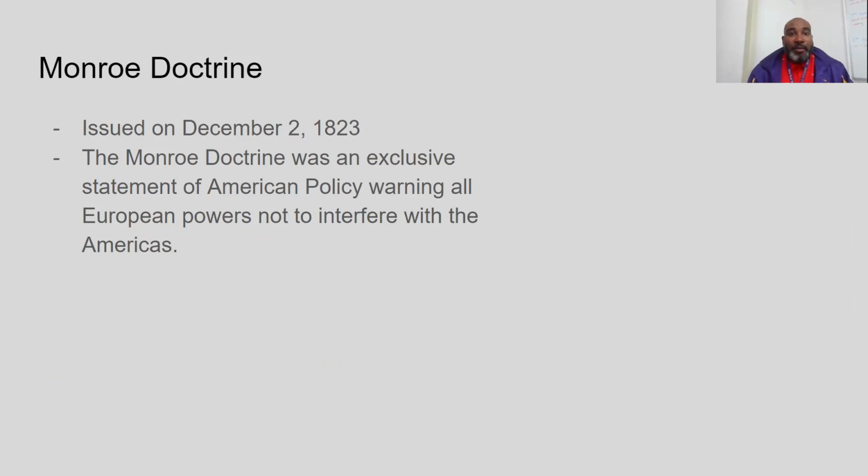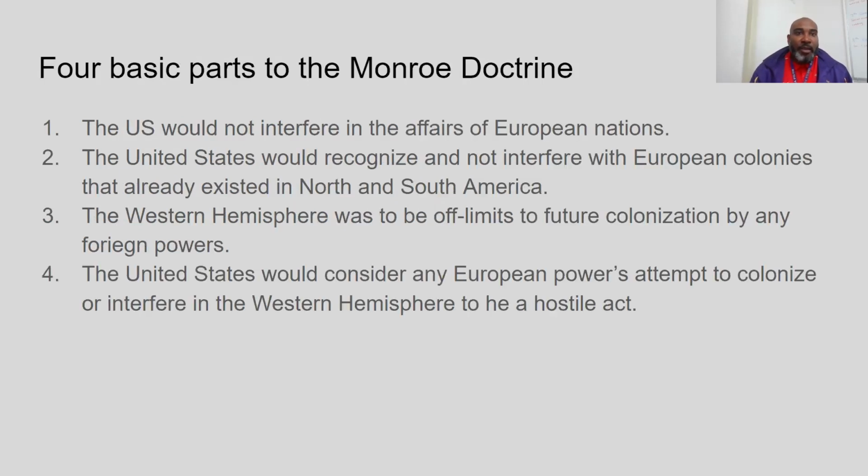So on December 2nd, 1823, the United States issued the Monroe Doctrine, an exclusive statement of American policy warning all European powers not to interfere with the Americas, not to come into the Western Hemisphere. There were four basic parts of the Monroe Doctrine, and here are the principles or tenets.